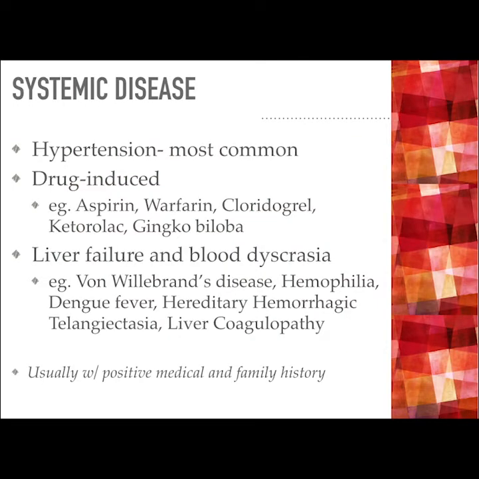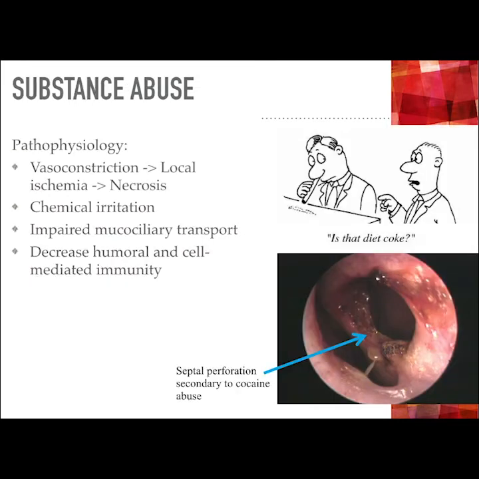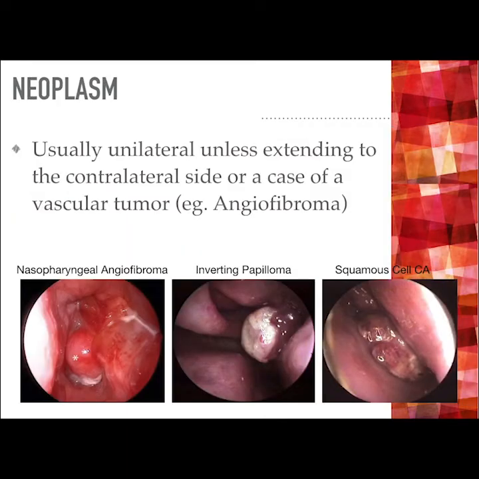Systemic diseases include hypertension, drug-induced, or blood dyscrasia. When managing these patients, referral to internists and pediatricians is often needed. Substance abuse such as cocaine can cause septal perforation by severe vasoconstriction leading to necrosis. And lastly, epistaxis is also seen in sinonasal tumors such as angiofibroma, inverted papilloma, and squamous cell carcinoma.